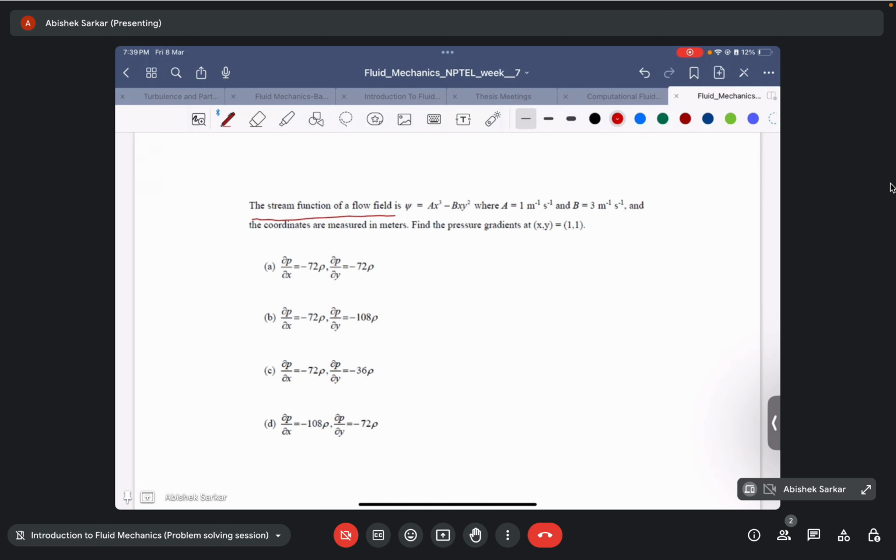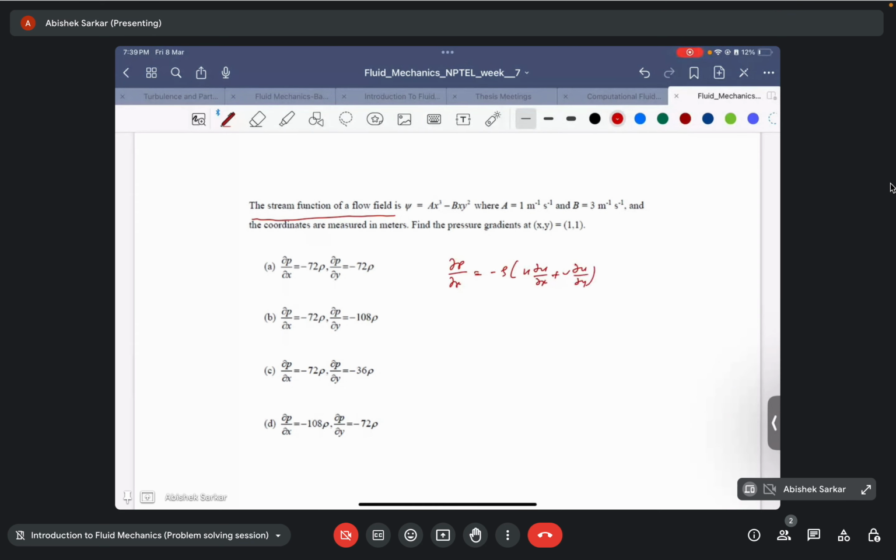Okay, and the coordinates are measured in meters. Find the pressure gradients at x, y equal to 1, 1. Okay, so it's very simple. We need to find ∂p/∂x. If body forces are considered to be 0, then it will basically be equal to minus rho times u ∂u/∂x plus v ∂u/∂y.